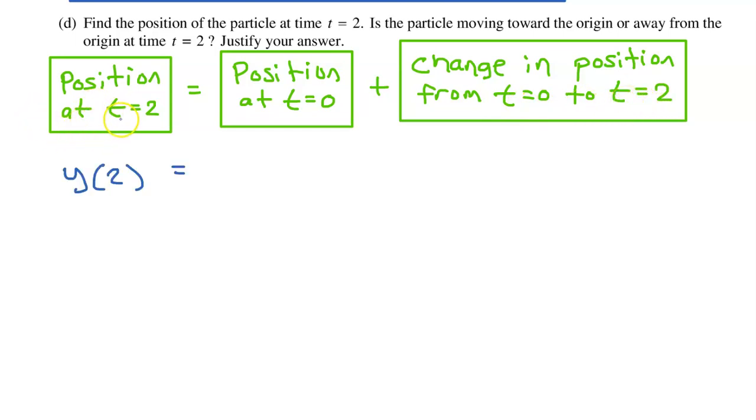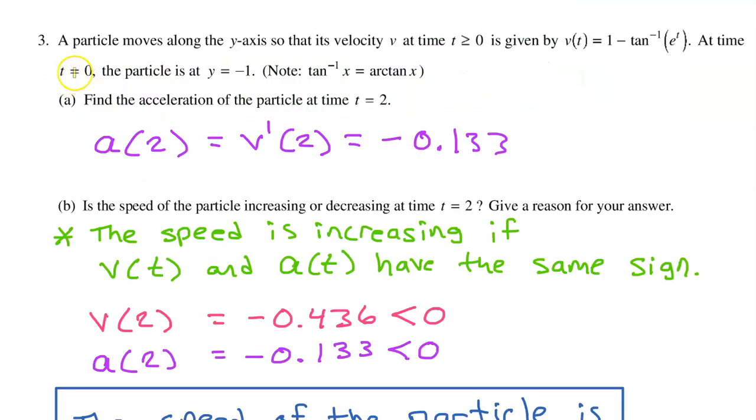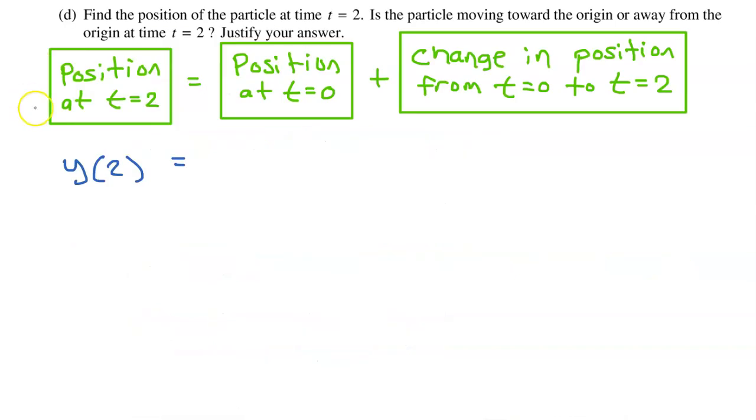For the position at time t equals 2, I'm going to write y at 2. But what about the position at time t equals 0? In the setup of the problem, we were told that at time t equals 0, the particle is at y equals -1. So we know the position at time t equals 0 is -1.